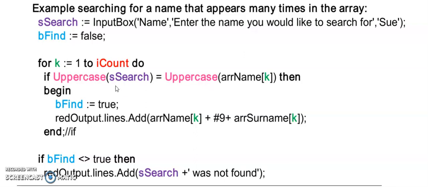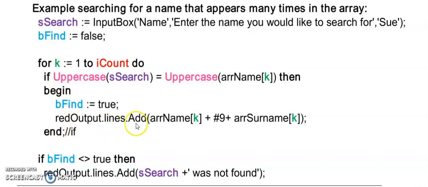Once I find the first occurrence of this name in my array, I'm setting bfind to true. So it is important above your loop to set bfind to false. We are assuming that we are not going to find a learner with the name Sue and only make it true once we do find an instance of this occurrence.